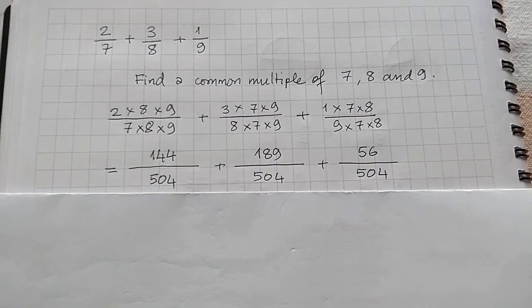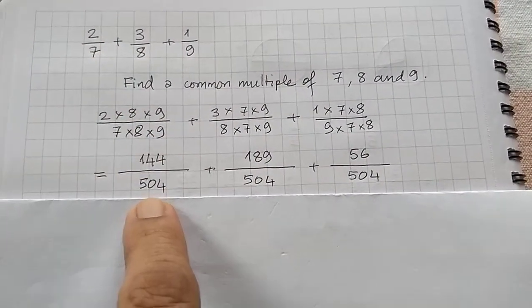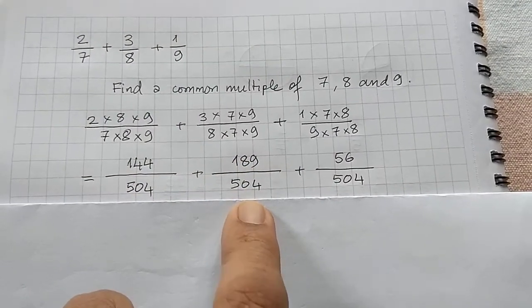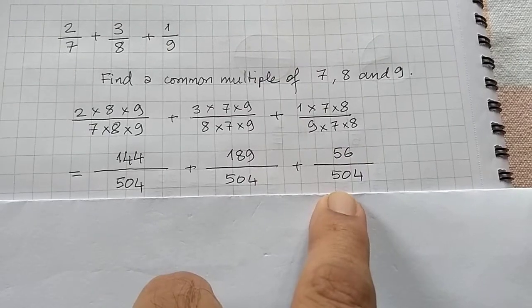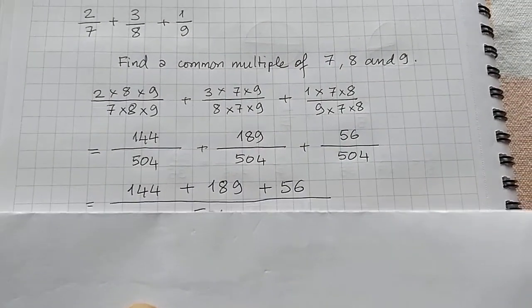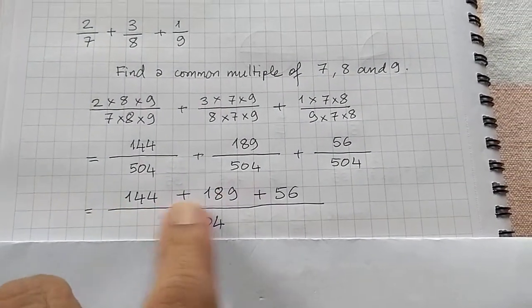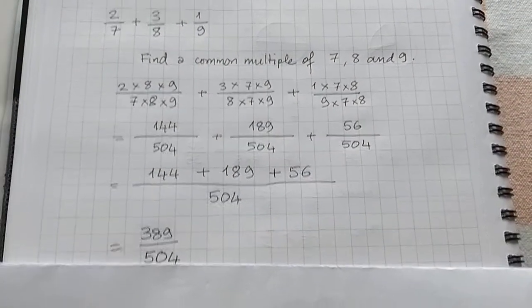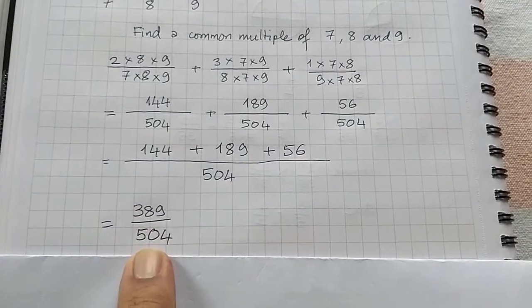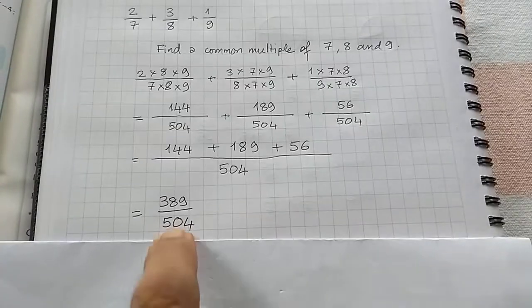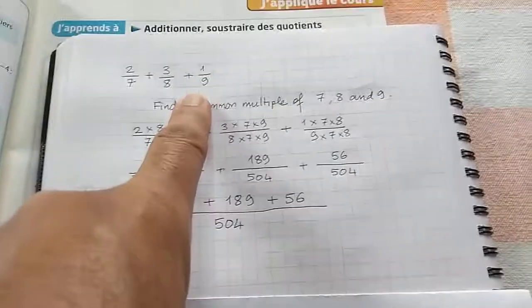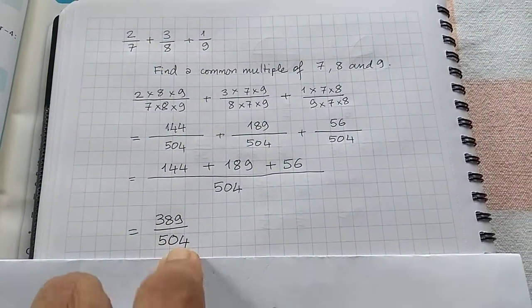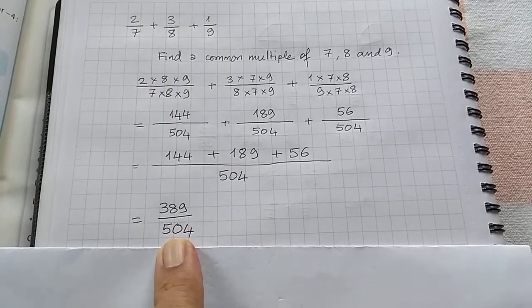Okay, so if I do these calculations, I'll get 144 over 504 plus 189 over 504 plus 56 over 504, which gives me 144 plus 189 plus 56 over 504, which gives me 389 over 504. So the sum of these three fractions is this fraction, and you can't do it any other way.